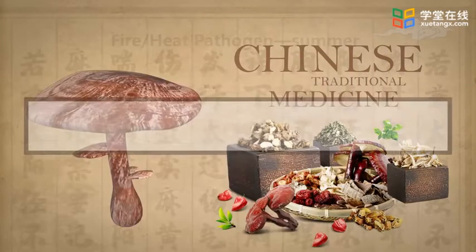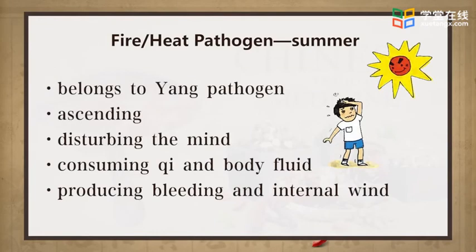Dryness pathogen belongs to yang and is characterized by dryness and tends to consume body fluid, inducing dryness of the mouth, nose, throat, skin, and feces. Dryness tends to impair the lung. Fire or heat belongs to yang. Fire or heat has an ascending tendency, having symptoms like high fever, aversion to heat, red tongue, rapid pulse, etc.